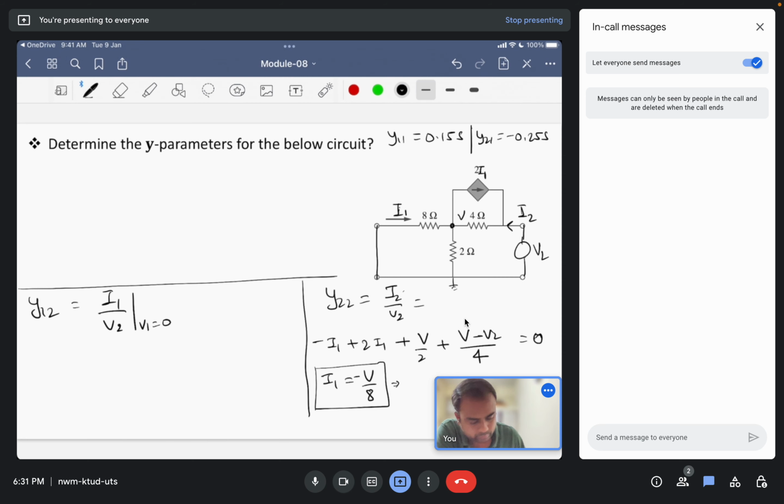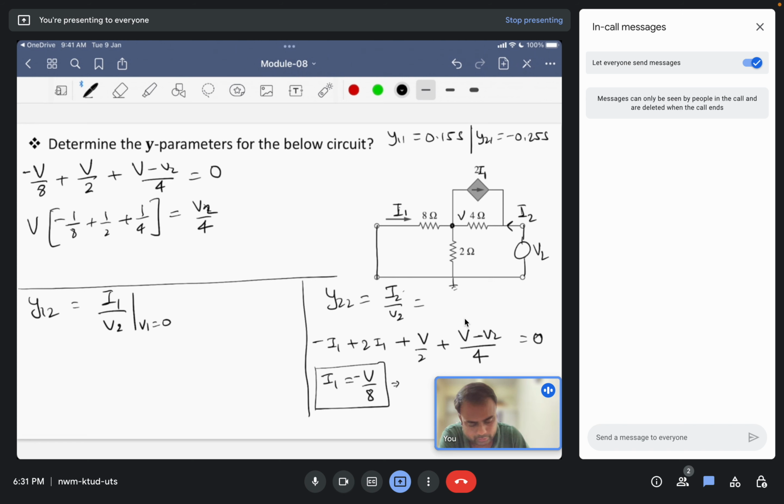Okay, so substituting I1 here, it is V by 8 plus, so minus I1 plus 2I1, that is plus I1, is minus V by 8 plus V by 2 plus V minus V2 by 4 is equal to 0. So now we can get V here. V will be minus 1 by 8 plus 1 by 2 plus 1 by 4 is equal to V2 by 4.